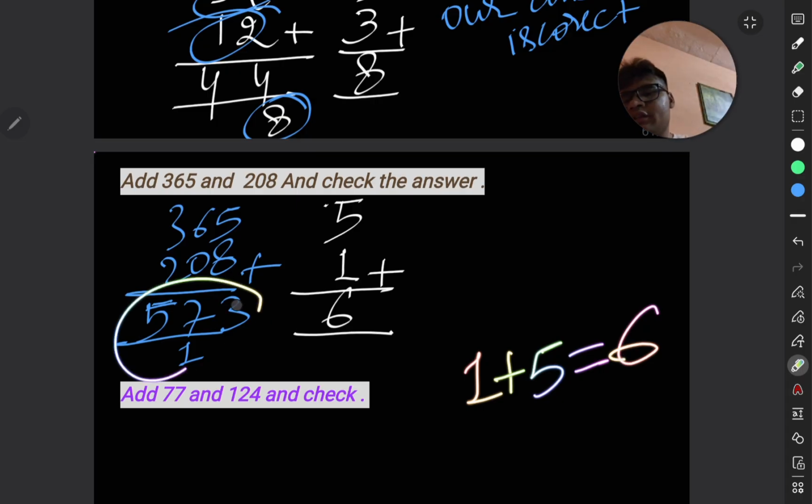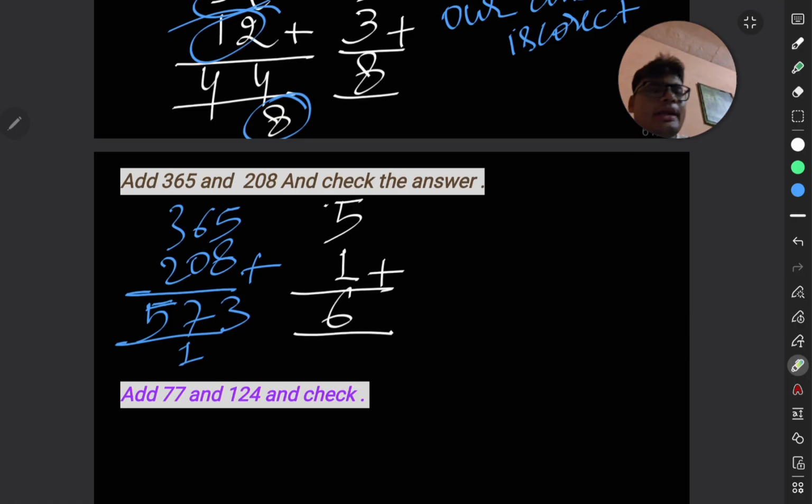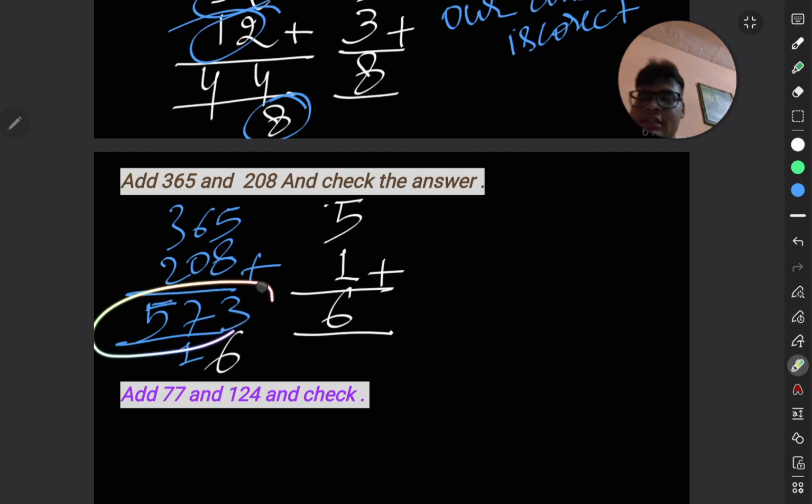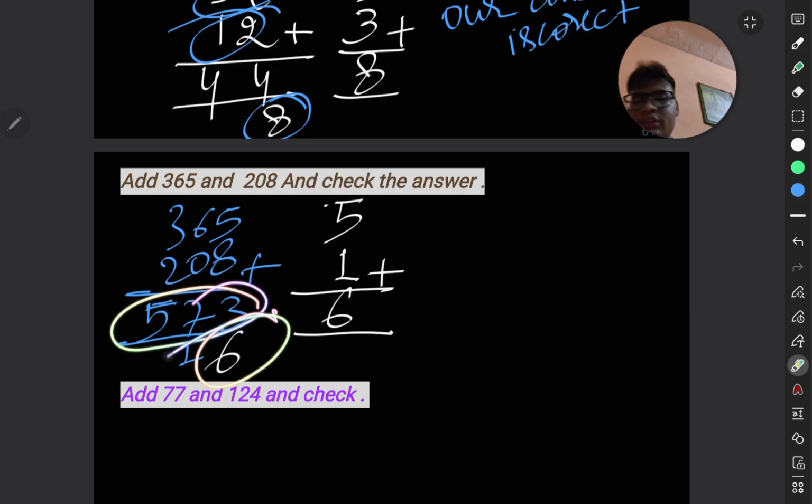So here also this sum is 6. So our answer is correct. Here we get the digit sum by adding these answers. Okay, here is answer 573, and here we find the digit sum of this number, which is 6.